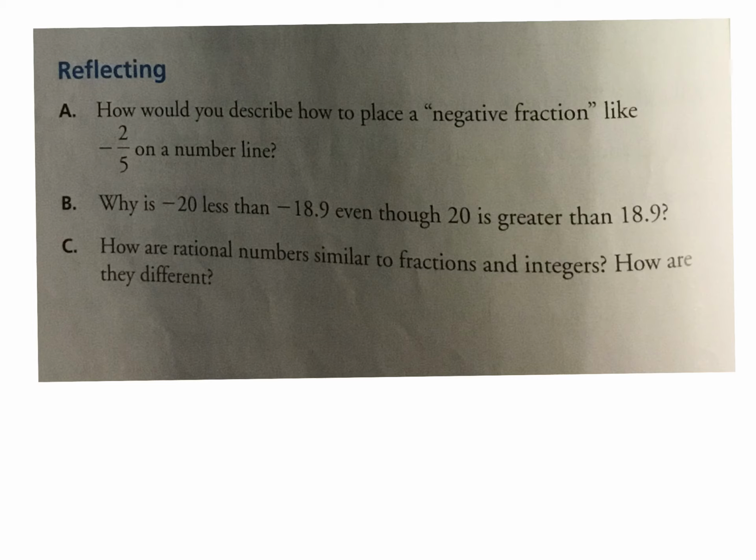How would you describe how to place a negative fraction like this on a number line? Okay, one strategy that you came up with is to turn this into a decimal. How do you turn that into a decimal? Divide the numerator and the denominator. So 2 divided by 5 is equal to what? 0.4, but it's a negative, so we just put a negative 0.4.